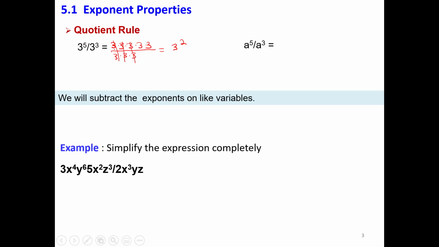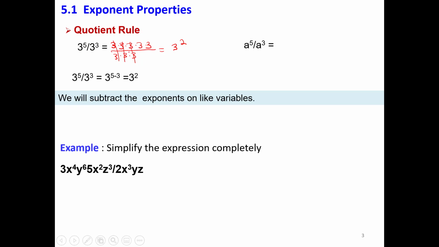Yes, we can get the same thing. We just keep the same base, but we subtract 5 minus 3. And we have something like that. Then we can apply to this problem the quotient rule, and we don't need to do all this math.